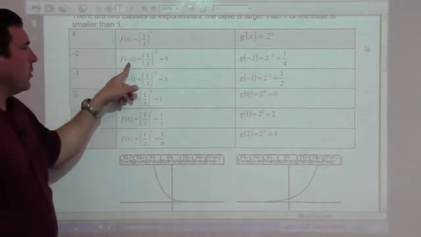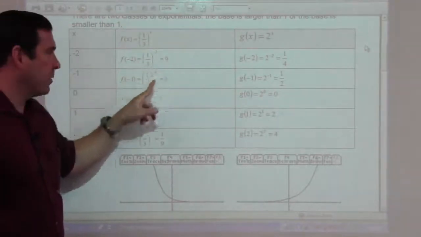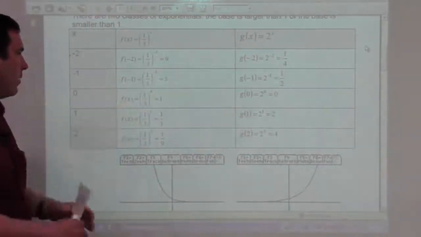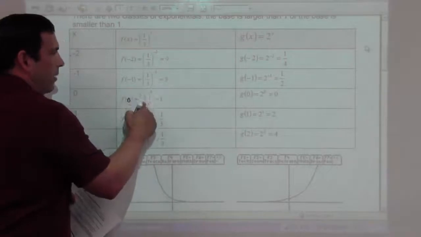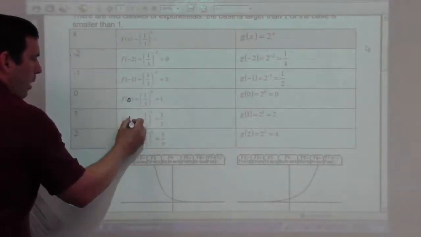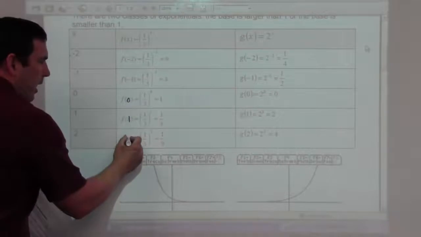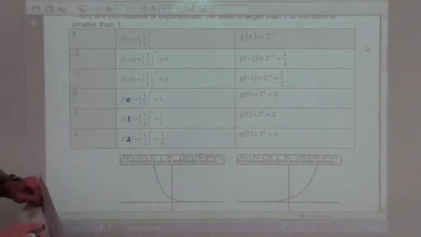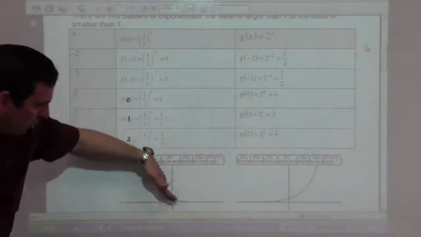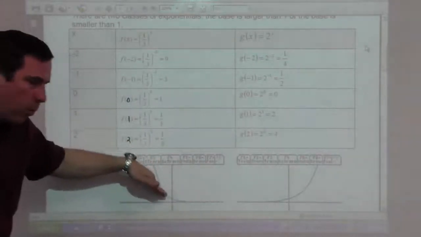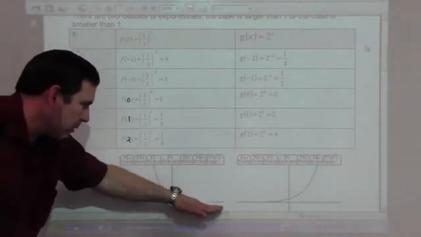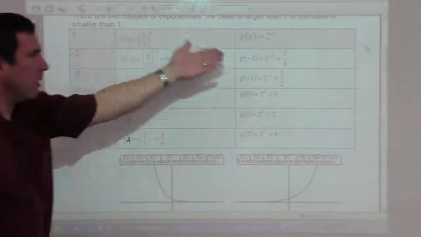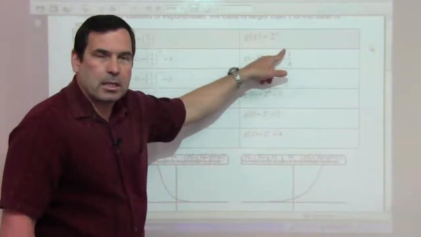So f of negative 2, that's 1/3 to the negative 2, is 9. F of negative 1, 1/3 to the negative 1, is 3. F of 0, 1/3 to the 0, is 1. F of 1, 1/3 to the 1, is 1/3. F of 2, 1/3 to the 2 power is 1/9. And here's the graph of these values. So the base being between 0 and 1, we see this going down, becoming smaller and smaller as x gets larger.